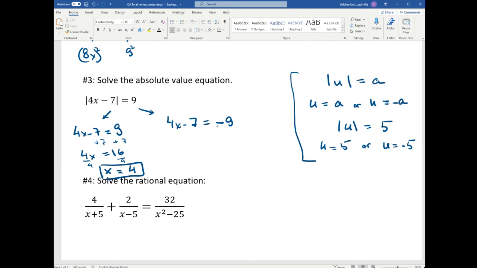And then we solve the second equation in the same way. We add 7 to the left and to the right. 4x equals negative 9 plus 7, which is negative 2. And divide by 4 on the left and on the right. x equals negative 1/2, the second solution.